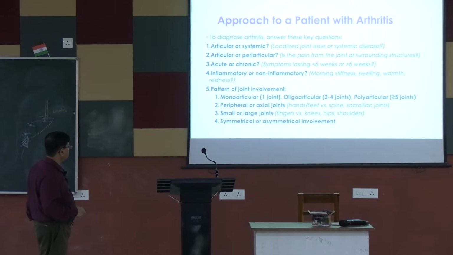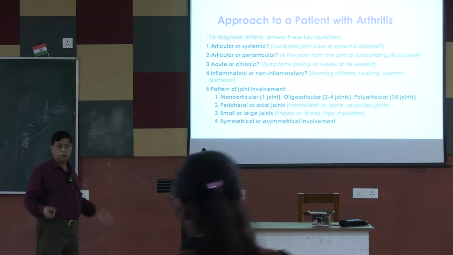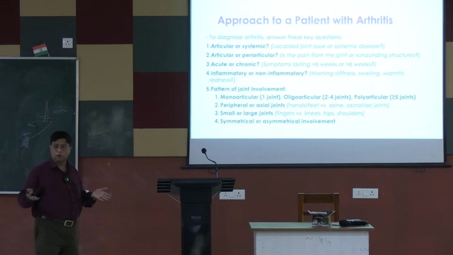Small or large joint: fingers are small joints, but knee, hip and shoulder joints are large joints. Whether it is symmetrical or asymmetrical: when the same joints on both sides, left and right, are involved, it is called symmetrical. When it is not that, it is called asymmetrical involvement.